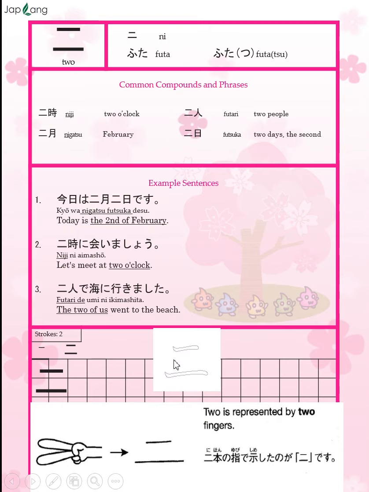So 2 is represented by 2 fingers here, and I have given the GIF form here. You can see how to practice. Once you are practicing, please follow these stroke orders.